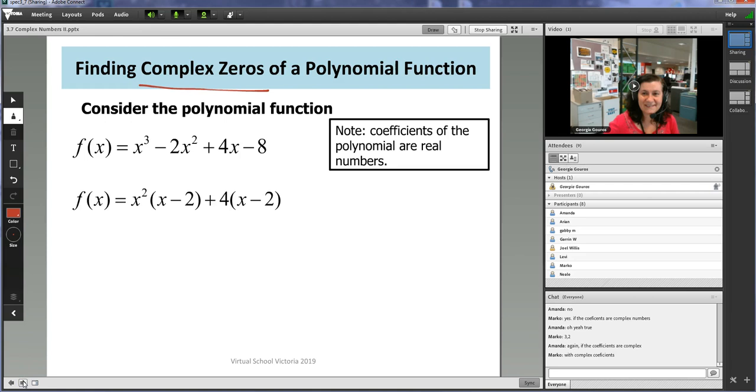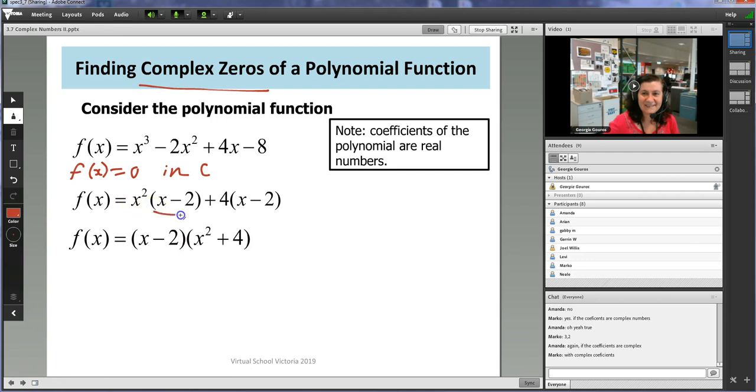So to find the zeros, we can try factorizing it, because this is just trying to solve f of x equals 0 in the complex number system. That's what we're trying to do. So we can try factorizing, and there's all sorts of techniques for factorizing.